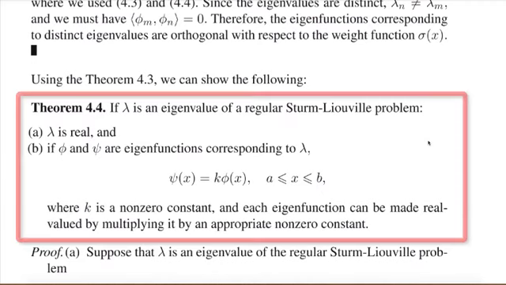Theorem 4.4. If lambda is an eigenvalue, then lambda is real. This is something I mentioned already. And then if you have two eigenfunctions corresponding to lambda, then they are linearly dependent. So then you can write one as a linear multiple of the other. Okay, so again, this is the same picture as before. The eigenvalues are all discrete sets on the real axis if this is the complex plane.